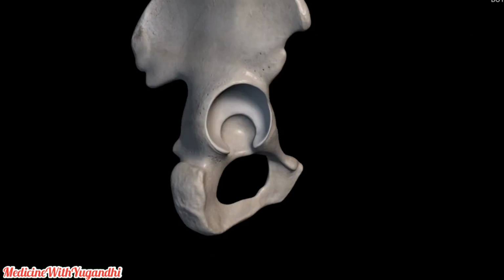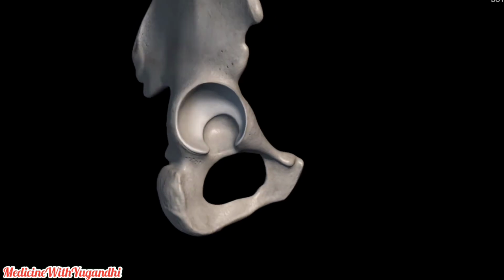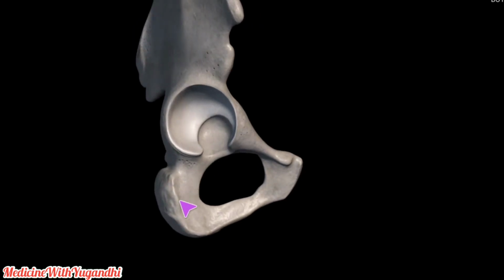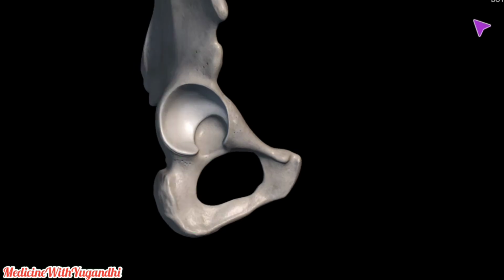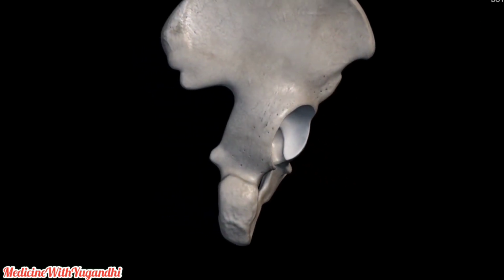Now coming to the surfaces of the ischium. First, the femoral surface. This entire portion is the femoral surface, which lies between the lateral border and the anterior border of the ischium. Next, the dorsal surface of the ischium. This dorsal surface lies between the lateral border and the posterior border of the ischium.